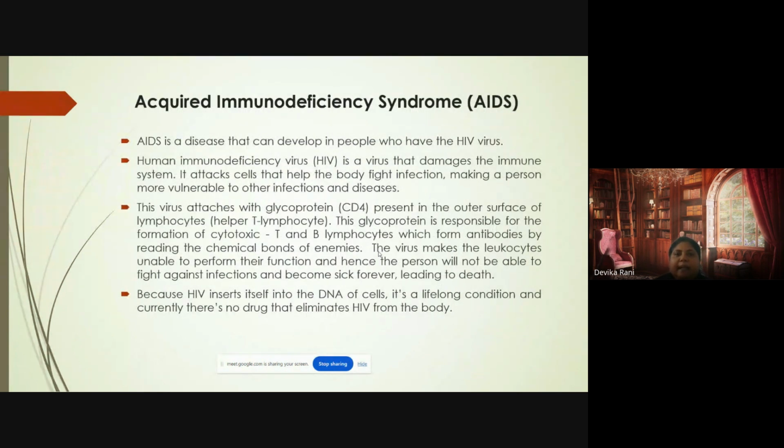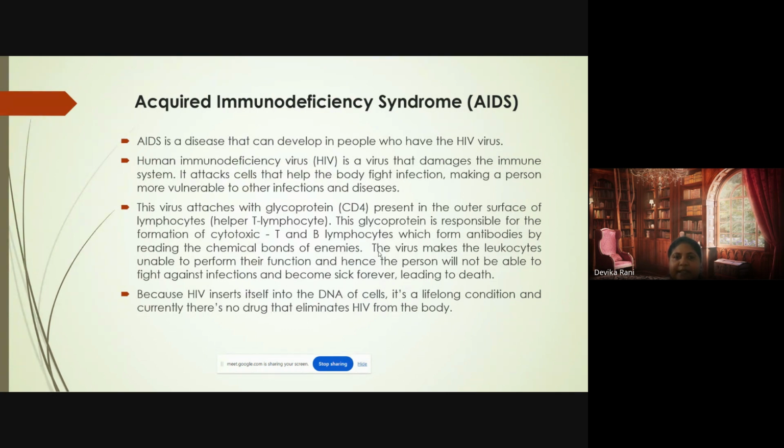Now, acquired immunodeficiency syndrome, which is also called AIDS. AIDS is a disease that can develop in people who have the HIV virus. Once the HIV virus enters your system, the last stage results in AIDS, after your immune system has been compromised. Human immunodeficiency virus is a virus that damages the immune system. It attacks cells that help the body fight infection, making a person more vulnerable to other infections and diseases.